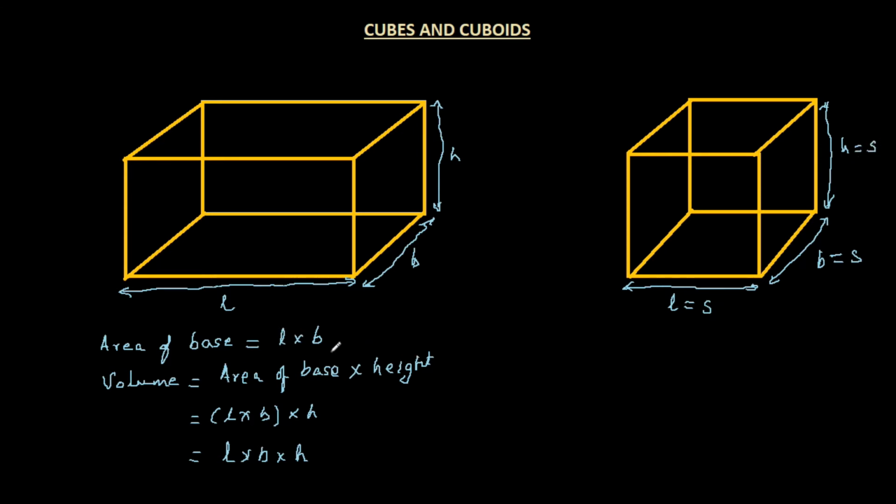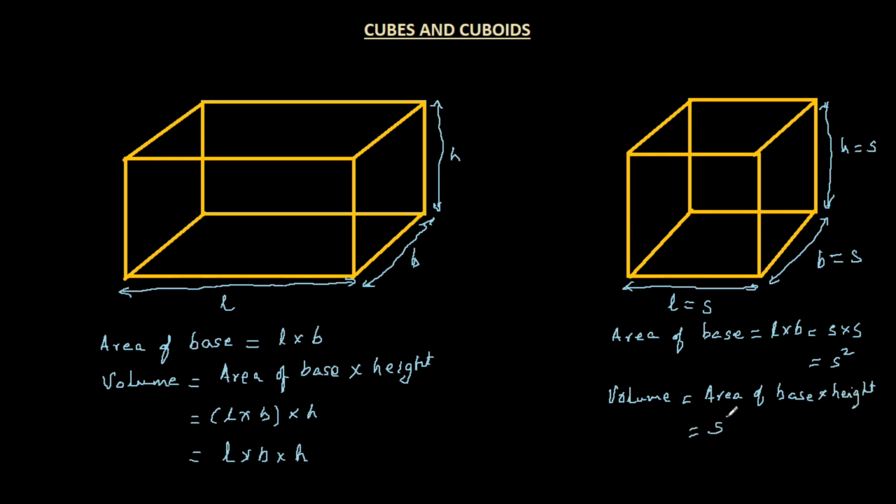Now in the same way we need to find the volume of the cube. So for that we need the area of the base. The area of the base in this case is the area of a square, which is again length times breadth, but both being equal, it is going to be S times S or S square. And the formula for volume also remains the same: the area of the base times the height. The area of the base is S square and the height is also S. So the volume of the cube would be S cube, where S is the side of the cube.